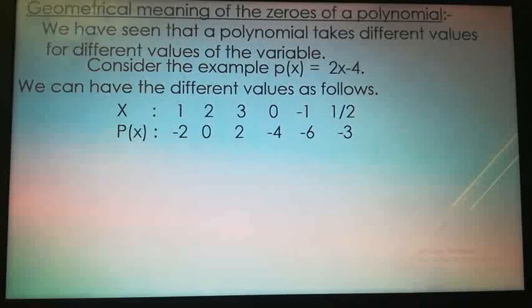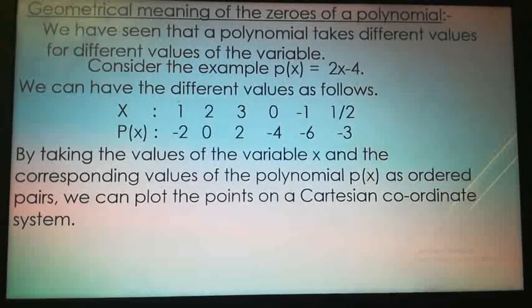value. When x is equal to 1, value of the polynomial is 2 into 1 minus 4, that is 2 minus 4, negative 2. Similarly, when x is equal to 2, p of x is equal to 0, value of the polynomial becomes 0. Then when x is equal to 3, p of x is equal to 2. When x is equal to 0, p of x is equal to negative 4. When x is negative 1, polynomial becomes negative 6. When x is equal to 1 by 2, p of x becomes negative 3. Likewise, you can find any number of values of the polynomial for the corresponding values of the variable x. You can give any real number.